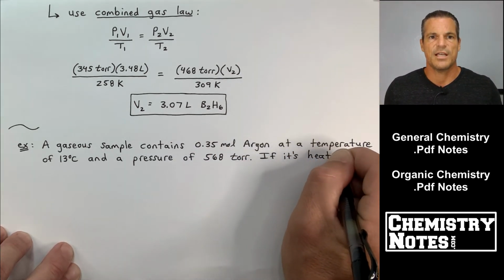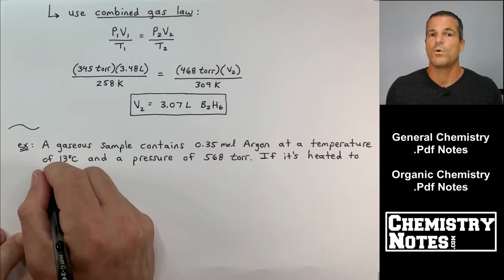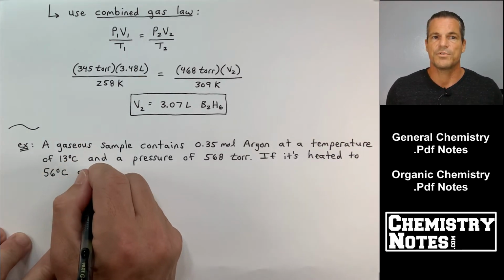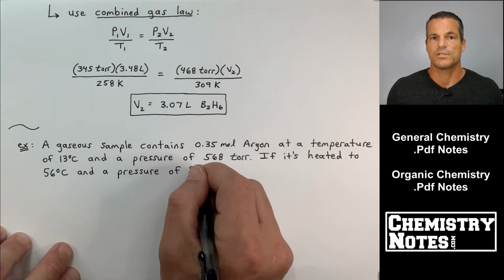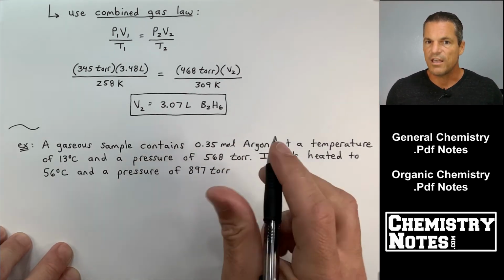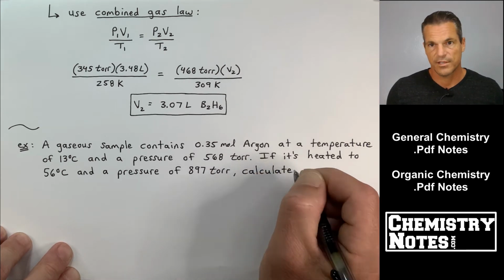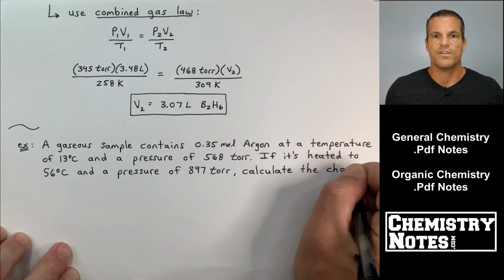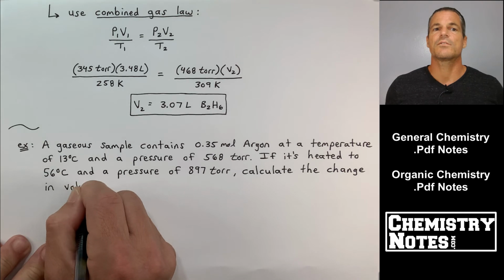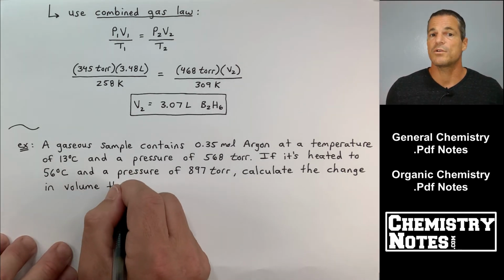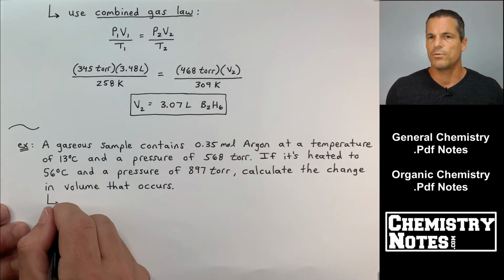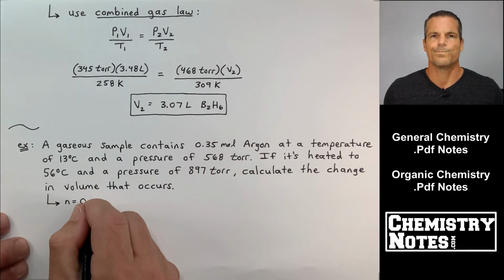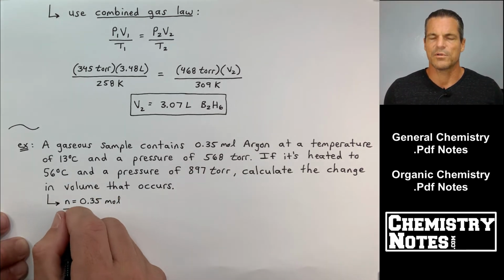A gaseous sample contains 0.35 moles of argon at a temperature of 13 Celsius and a pressure of 568 torrs. Here comes that magic word, if. If conditions change, see? If it's heated to 56 degrees Celsius and a pressure of 897 torr, calculate the change in volume that occurs. Kind of a different wording there at the end. We'll come back to that.